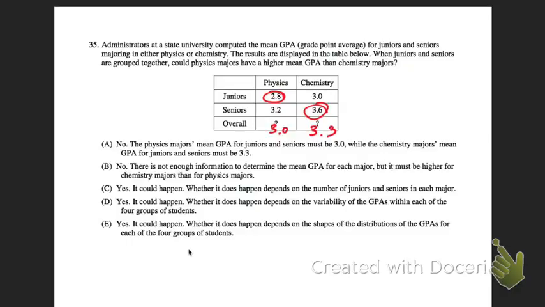Yeah, if you had a ton of juniors, but just a couple of seniors, then it's weighted. So if you're doing a weighted average, if you had 300 juniors and 10 seniors, this would account for a lot more than compensating for the 3.6. So by weighted average, that could change the distribution of the averages overall for physics and chemistry. It could happen. Whether it does happen depends on the number of juniors and seniors.